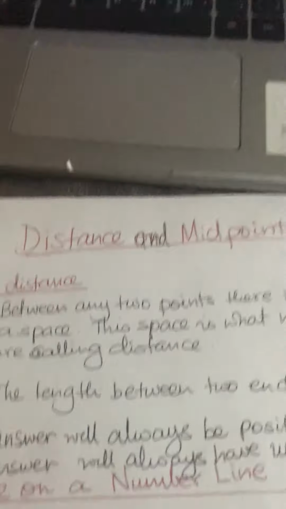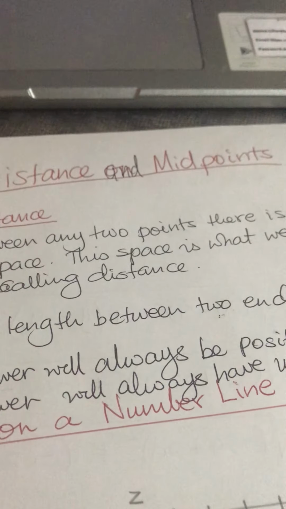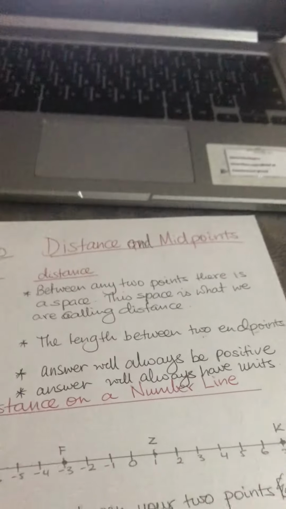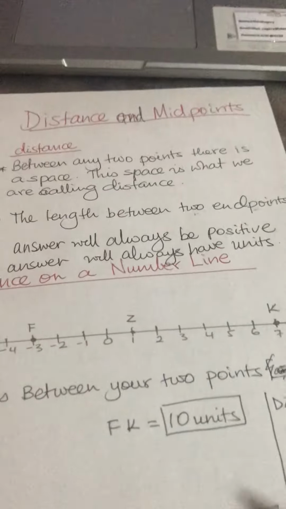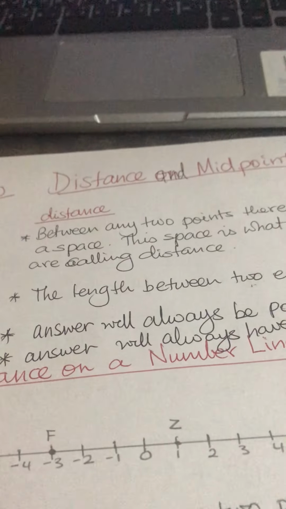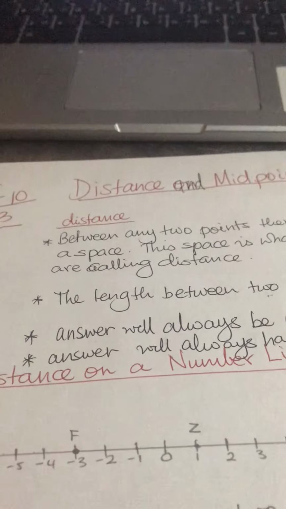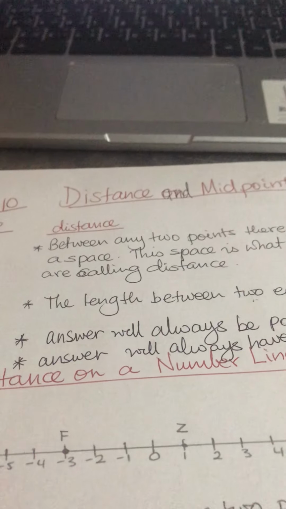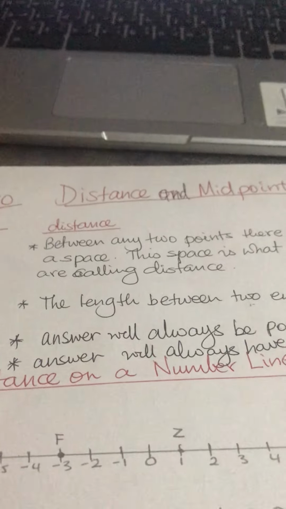Now, your answer will always be positive. When the question asks you, what is the length of this line? Or what is the distance from Dubai to somewhere? Your answer can never be negative because distance will never be negative. Okay. And your answer will always have units because you're measuring. So you need to say centimeters, millimeters, kilometers, like that. Whatever it is you're measuring from one point to another should have units.